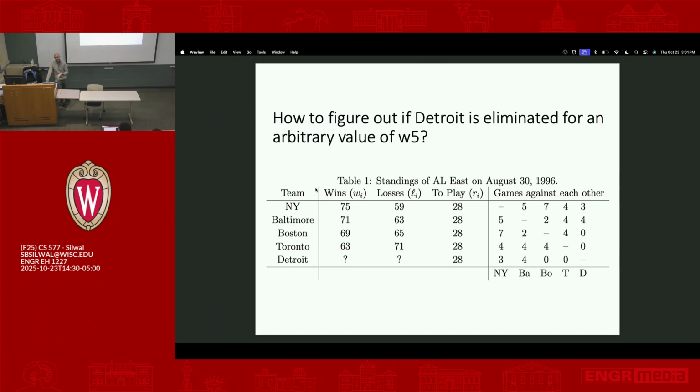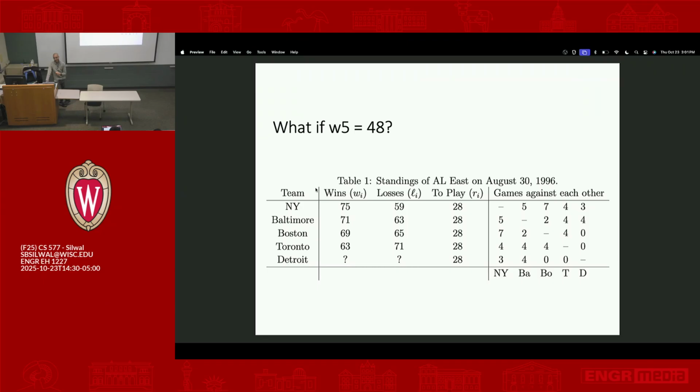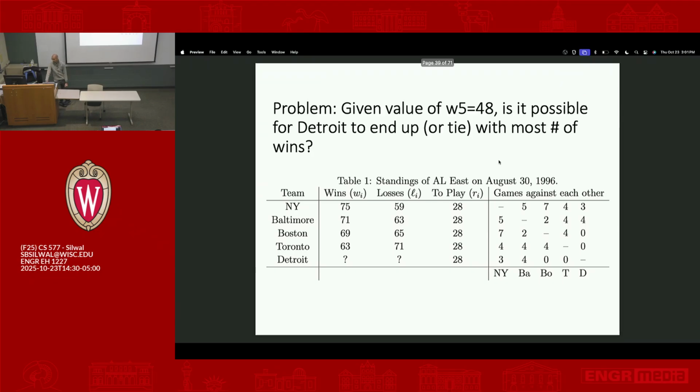If I give you an arbitrary value like 50 wins, how do I know if it's eliminated at this place or not? So the hardest example turns out to be 48. If I told you at this stage of the table, Detroit had 48 wins, and it had 28 games left to play overall, and then among these teams, it has some number of games between them. Can it ever be first place? All right, so that's the problem.